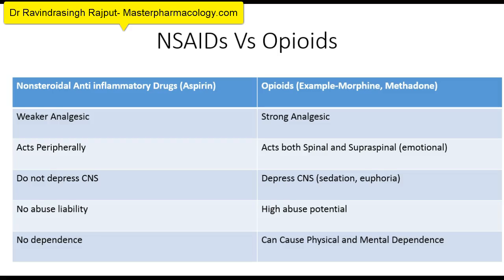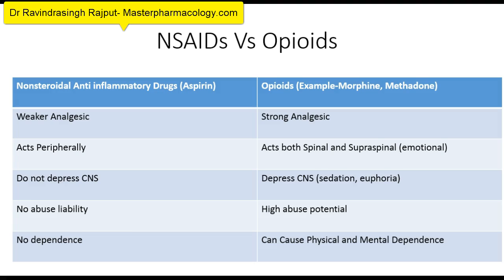A very good day. In this class we are going to discuss the differences between NSAIDs versus opioids. NSAIDs, that is non-steroidal anti-inflammatory drugs, include examples such as aspirin, acetaminophen, brufen, diclofenac sodium, etc. Whereas opioids include drugs like morphine, methadone, pethidine, fentanyl, sufentanil, and various other drugs.